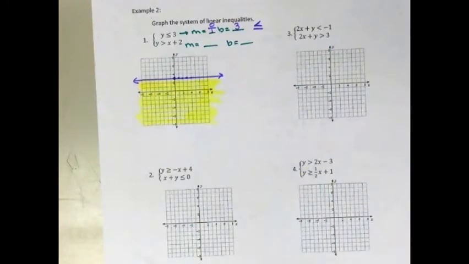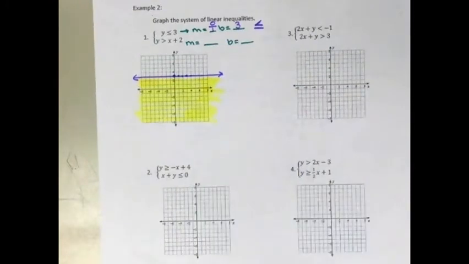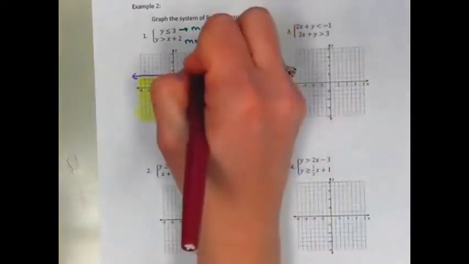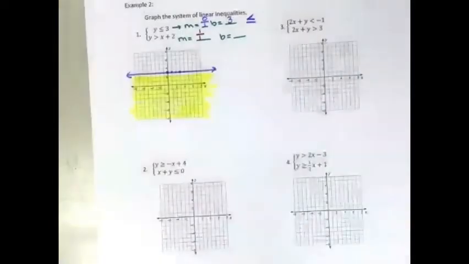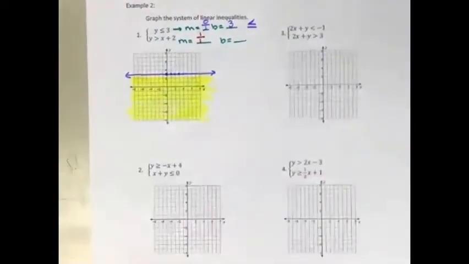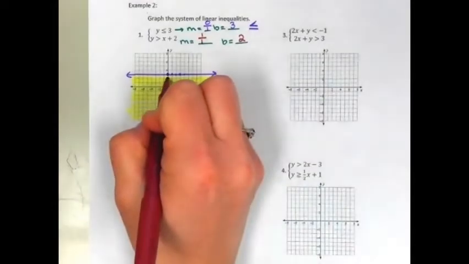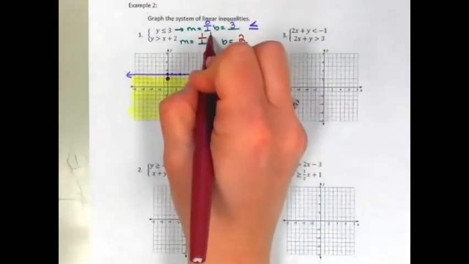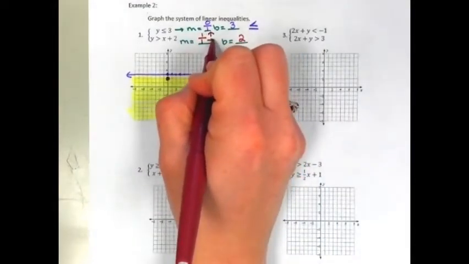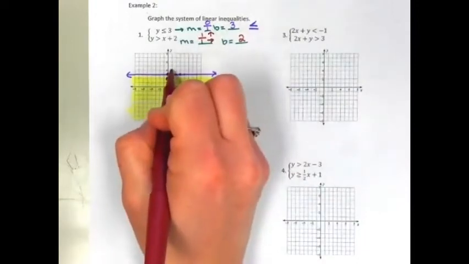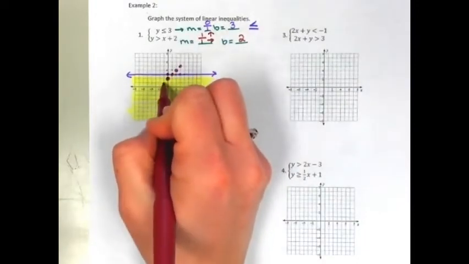Now let's look at y is greater than x plus 2. What is my slope for that one? One over 1, and what's my y-intercept? 2, right? So I'm going to start at 2, and then I'm going to do what? Up 1 and to the right 1. So up 1, right 1, up 1, right 1, up 1, right 1, or down 1.